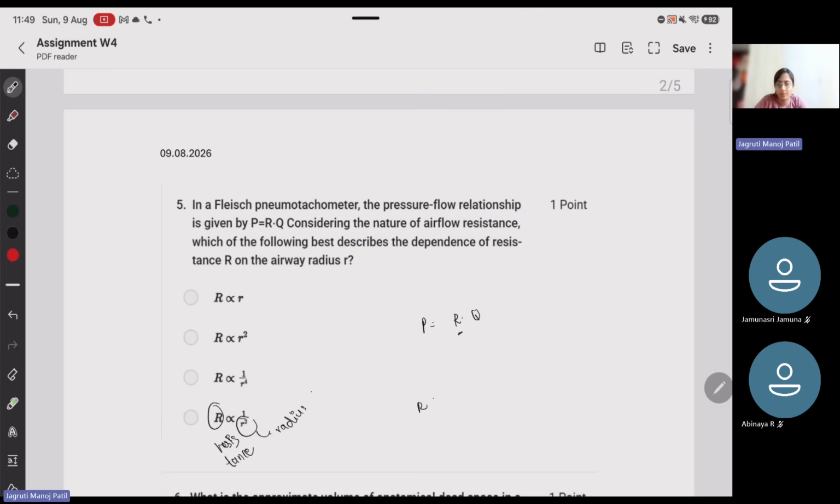So how it would be proportional to is what they are trying to ask. So this is your resistance, right? And times you have a flow rate here, right? So what is flow rate given by? Flow rate is velocity times area, right? Now area is something which is proportional to r squared, right?